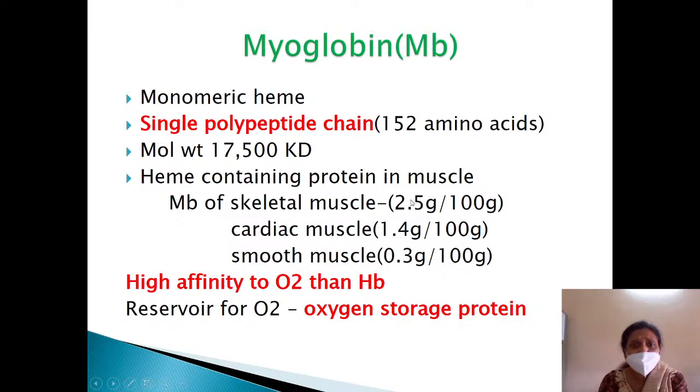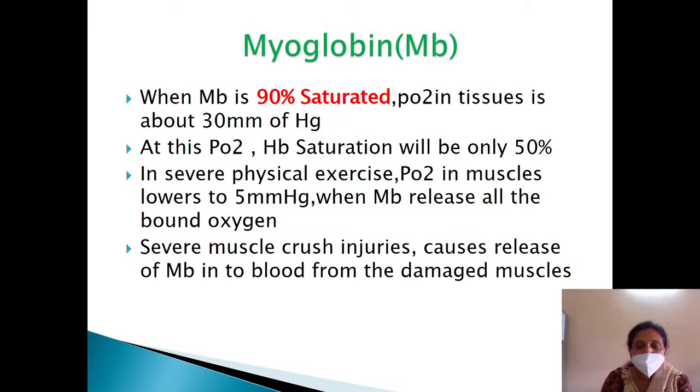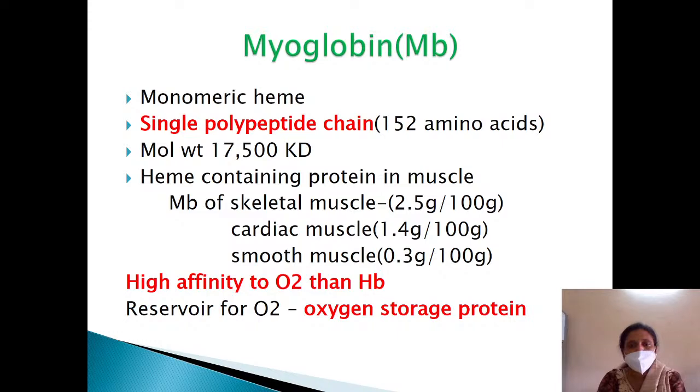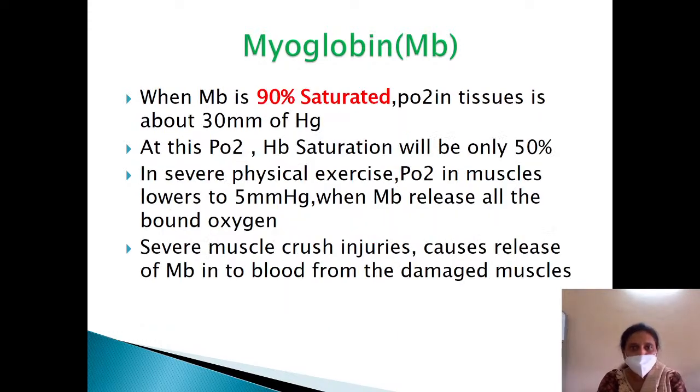Myoglobin is mainly present in the muscle: skeletal muscle, cardiac muscle, and smooth muscle. This myoglobin has more affinity to oxygen than hemoglobin. Please note down that myoglobin is a monomeric protein, it's a heme containing protein, but it has high affinity to oxygen than hemoglobin. And this myoglobin is called oxygen storage protein. It's a reservoir for oxygen.